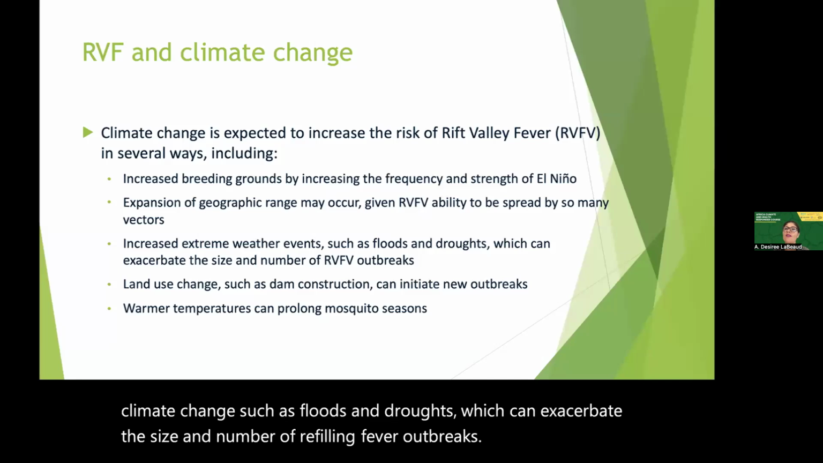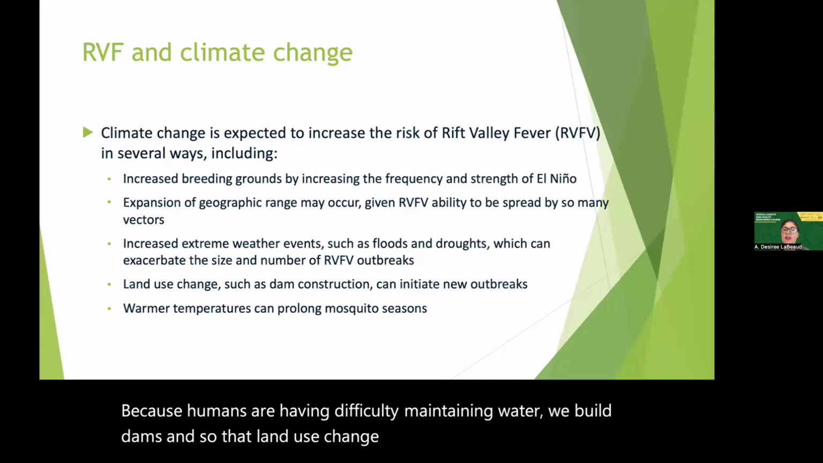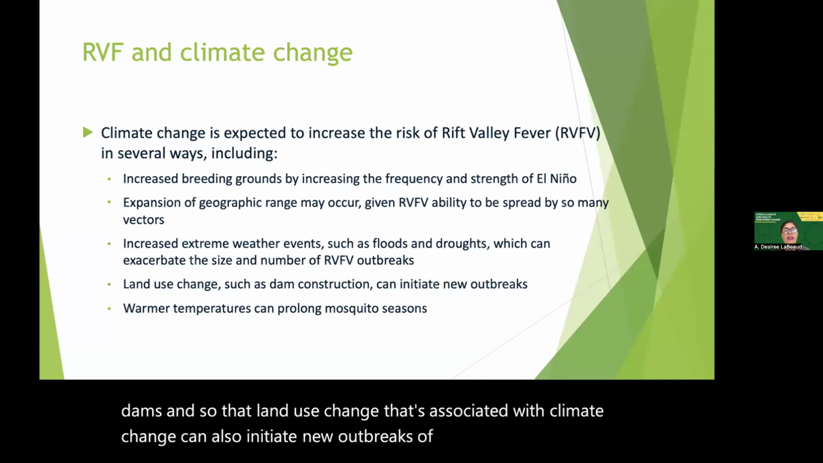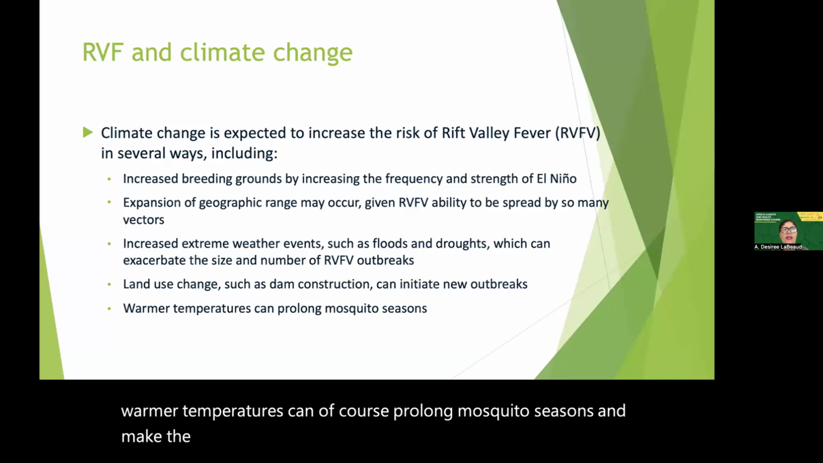Because humans are having difficulty maintaining water, we build dams. And so that land use change that's associated with climate change can also initiate new outbreaks of Rift. And then finally, warmer temperatures can, of course, prolong mosquito seasons and make the virus develop more rapidly in the mosquito. And so that can have an impact.